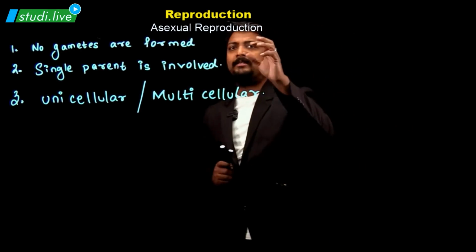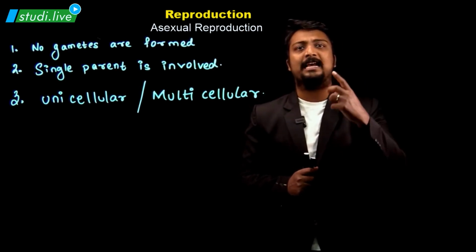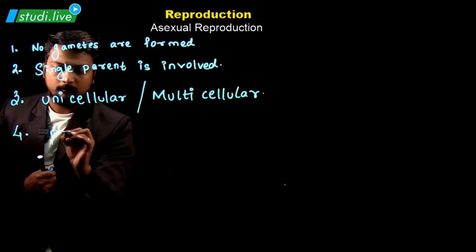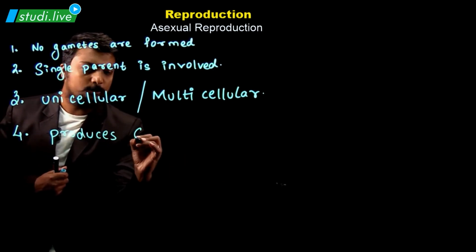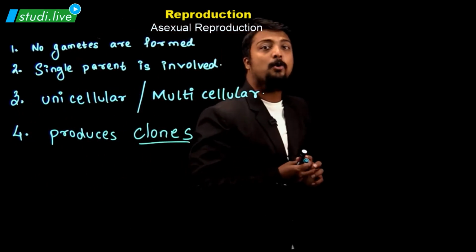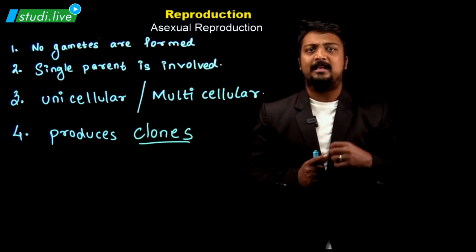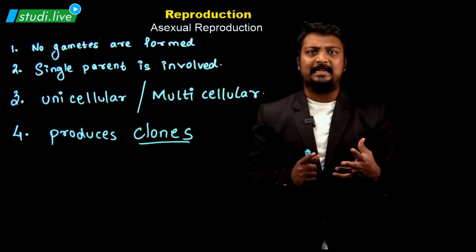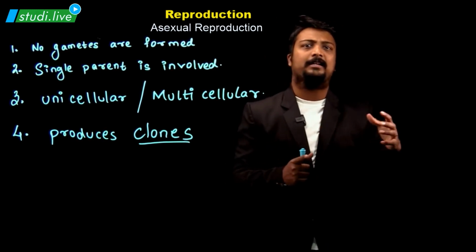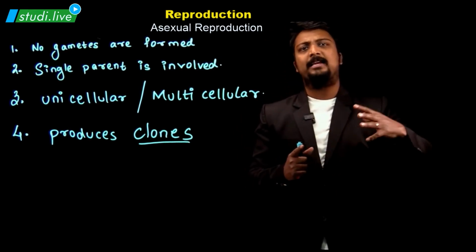Now, what happens in asexual reproduction? As I said, it produces organisms from one single organism. That means it produces clones. Now, what are clones? You all know clones. You would have watched many English movies that deal with clones. There are movies based on robots, where one robot is made and all other robots are made identical. For example, the movie I, Robot. There are many robots in that, right? So there are many movies that involve these clones.